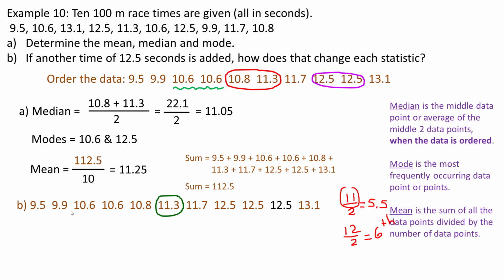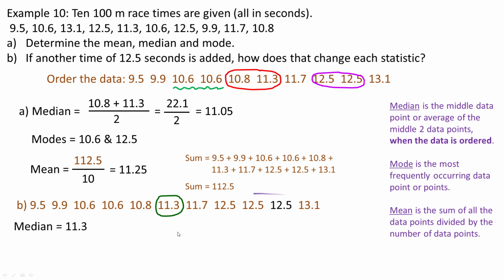So for example, 1, 2, 3, 4, 5. There's 5 below it. 1, 2, 3, 4, 5. There's 5 above it. Let me erase all this. So the median is 11.3. The median is a little bit higher because we stuck in an extra higher point.